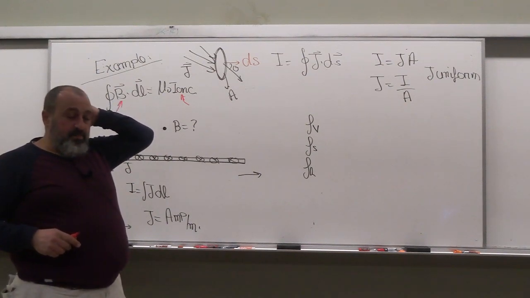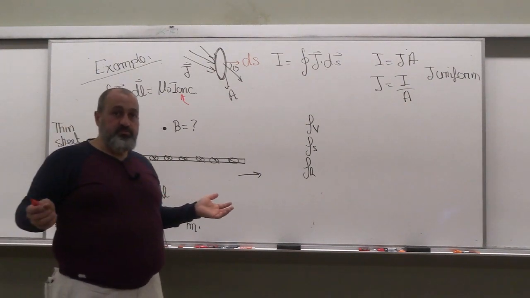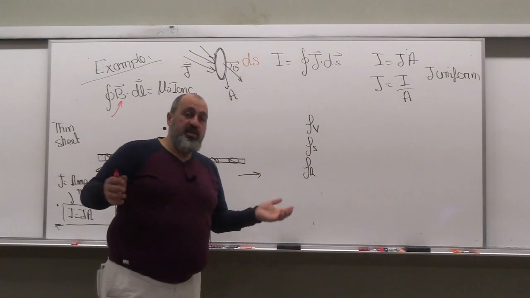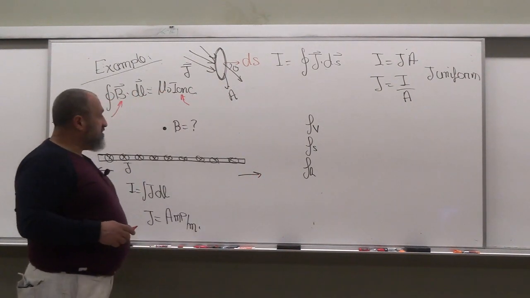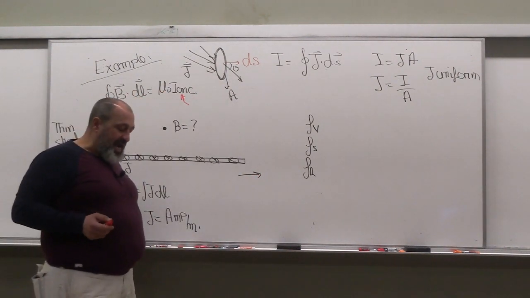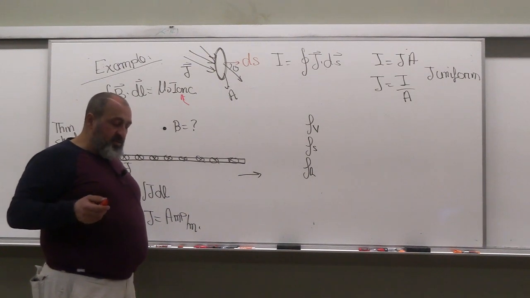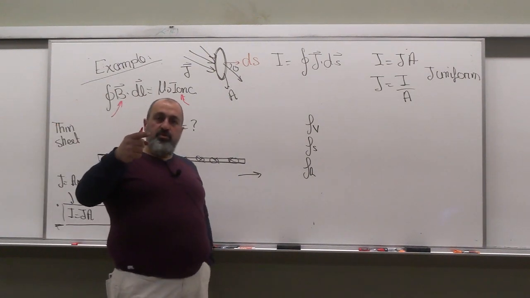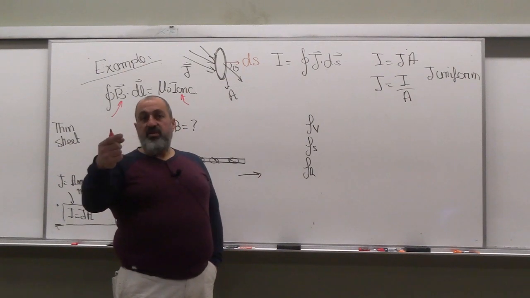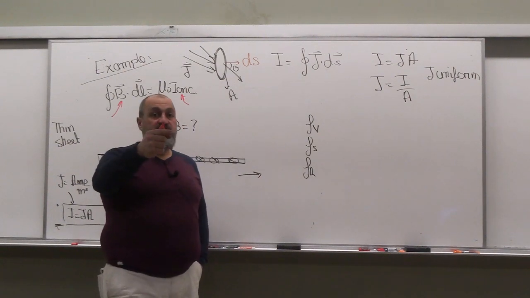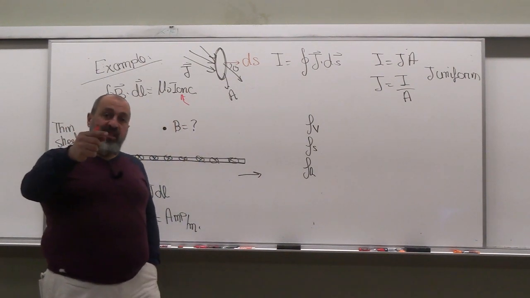We need to create an Amperian loop. In Gauss's law, we call it the Gaussian surface; you call it an Amperian loop. We need to create a contour, an Amperian loop, over which what? The field is parallel to the loop. First, the field has uniform magnitude over the loop, and the field is parallel or perpendicular to the loop.